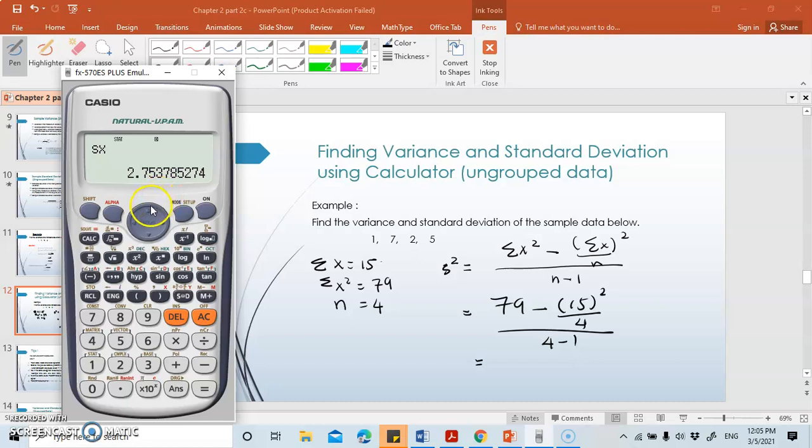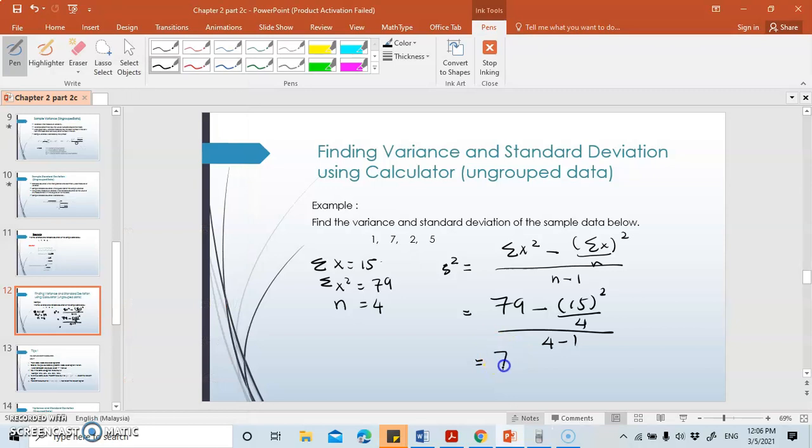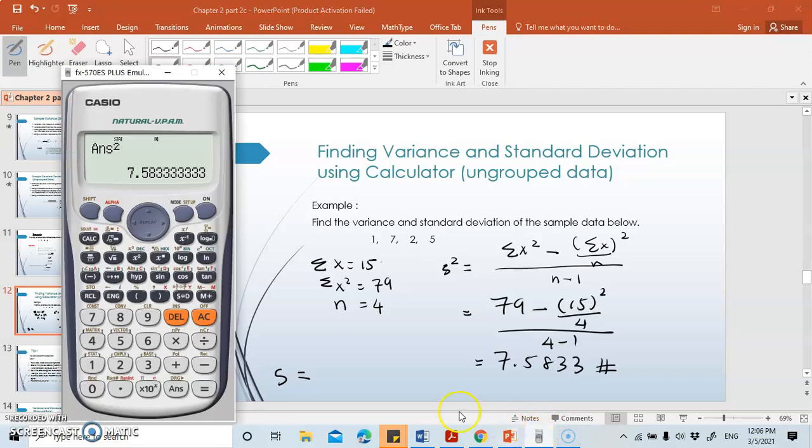Now we need the value of variance. So you just need to square this value. Square this value, you will get variance value 7.5833. Next we need the value of S, the standard deviation value. So in your calculator, you just need to square root this value again. So press square root, press answer, close bracket, equal. The calculator will give you the standard deviation value 2.7538.